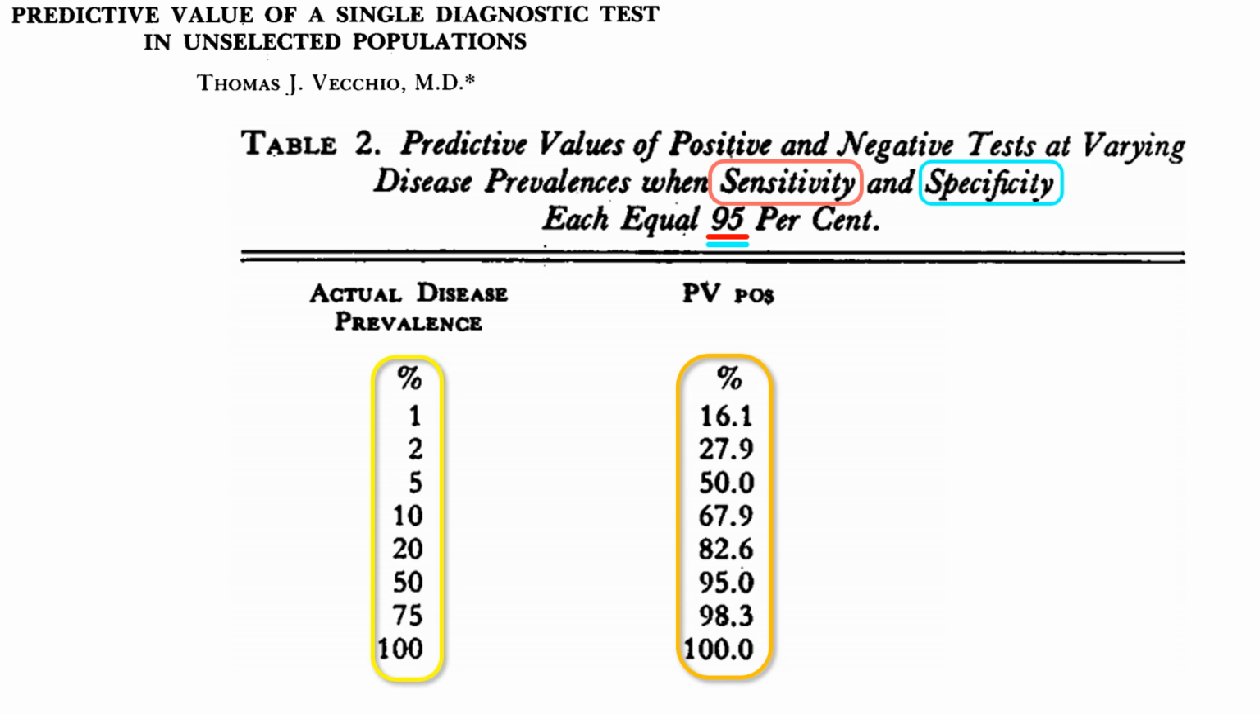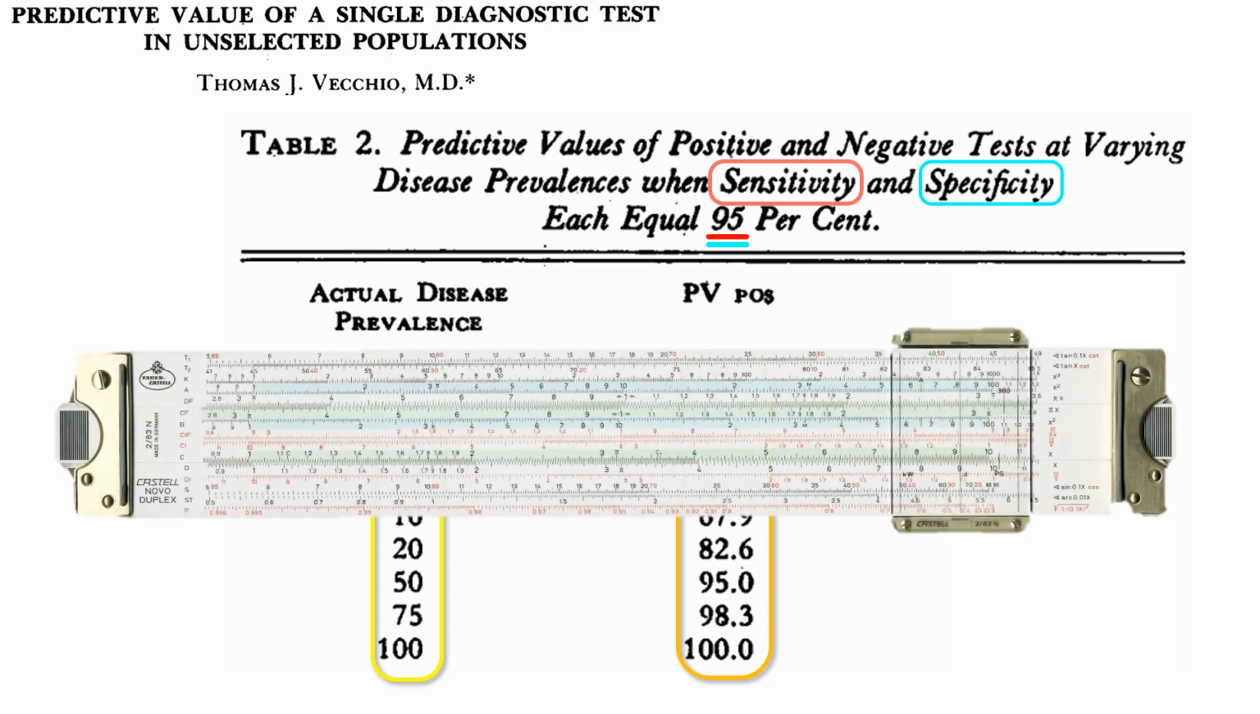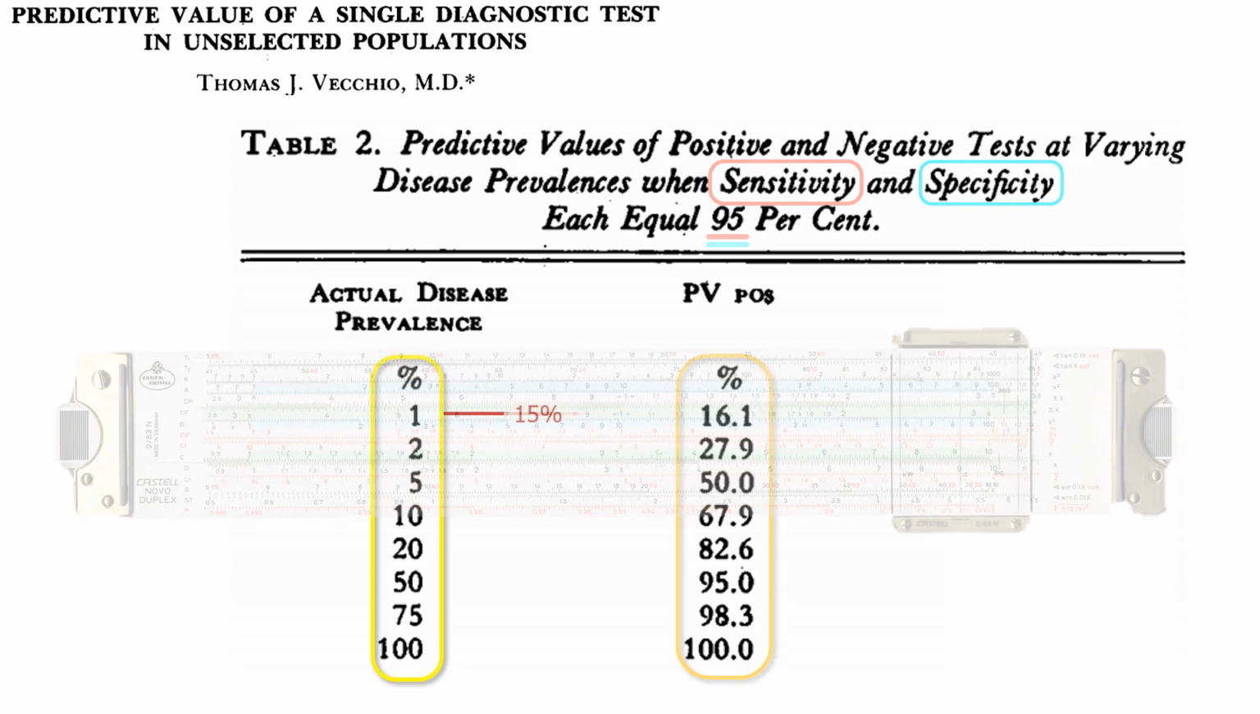Nowadays, we do calculations like this on a computer. People in 1966 were very primitive. They did these calculations by rubbing 2 sticks together. So here are Dr. V's results.